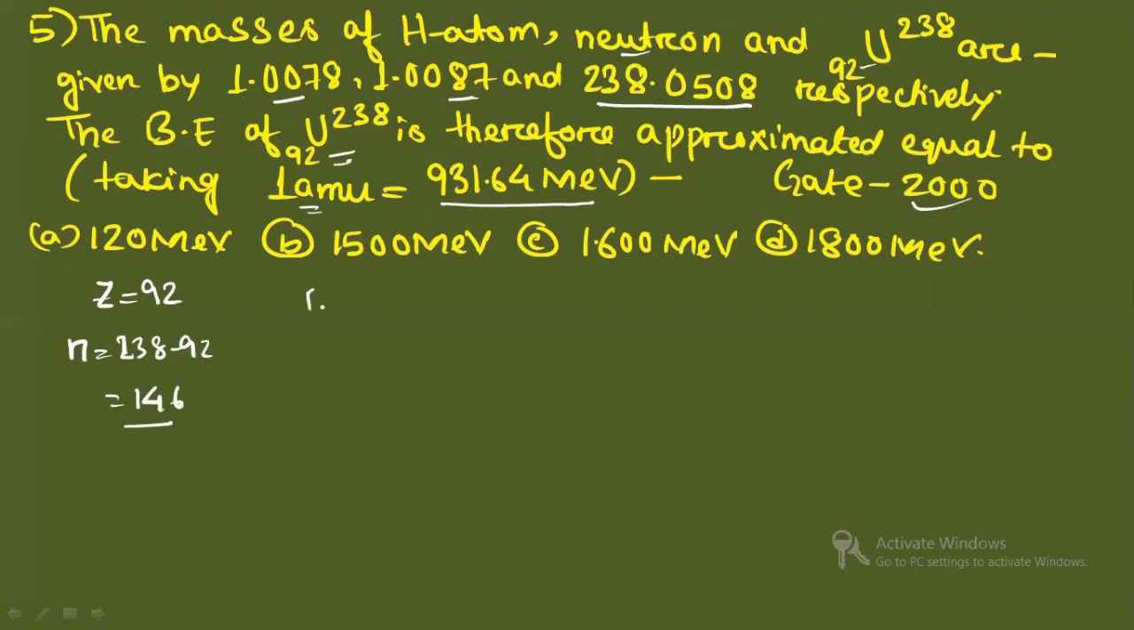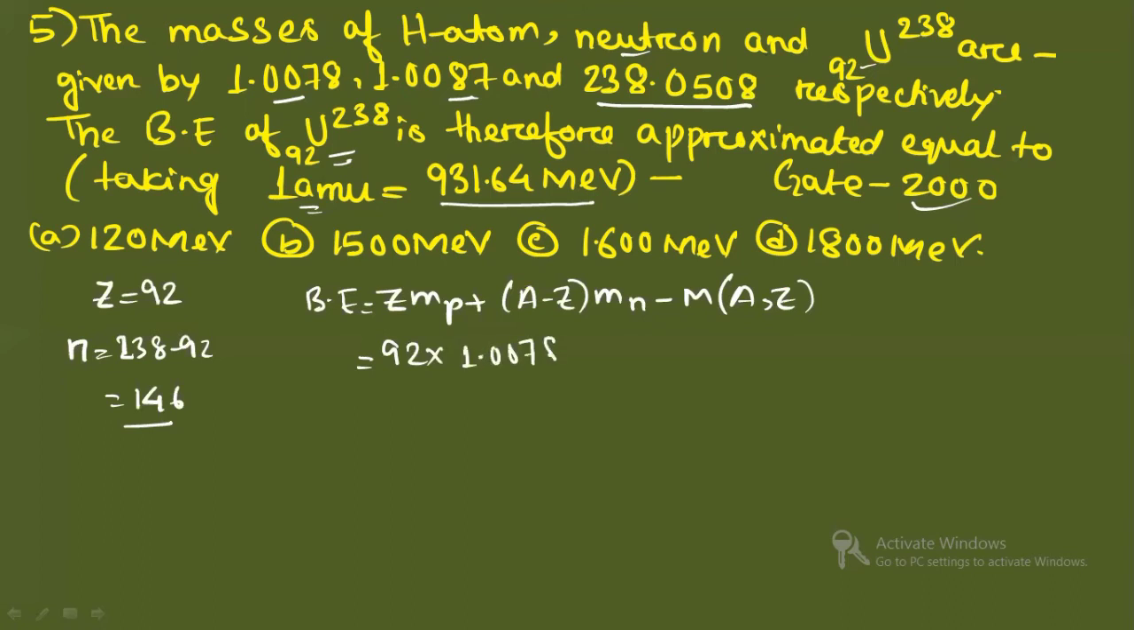All right. So you know the formula for binding energy. It is the number of protons into the mass of proton plus the number of neutrons, A minus Z, into the mass of neutron, minus the mass of the atom, right? So the number of protons was 92. The mass of proton is 1.0078, plus A minus Z, the number of neutrons, so it is 146 into the mass of neutron, 1.0087, minus the mass of atom, which was 238.0508, right?